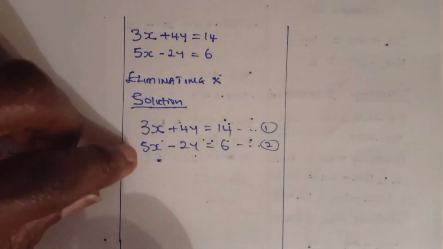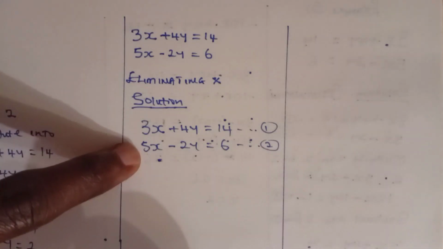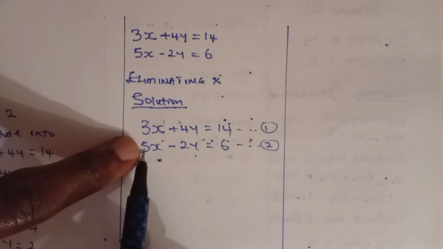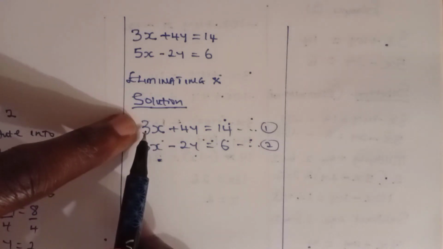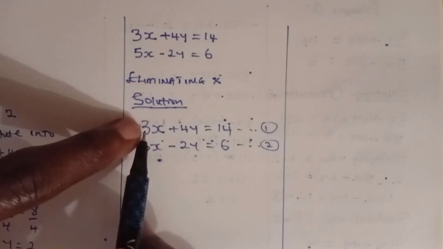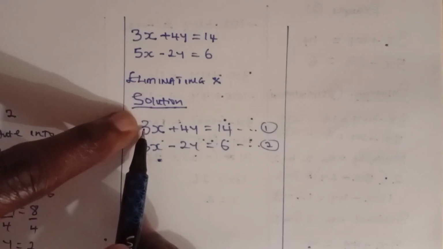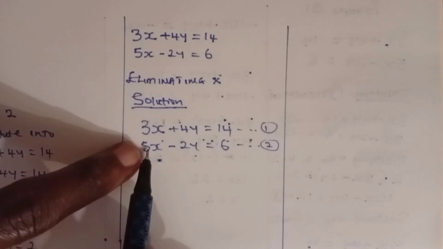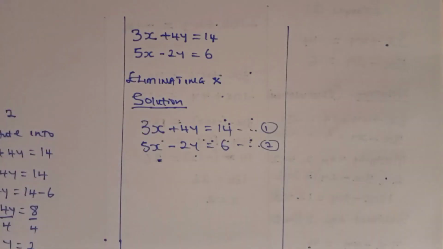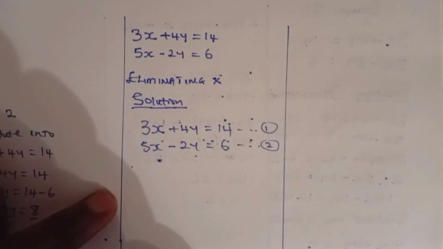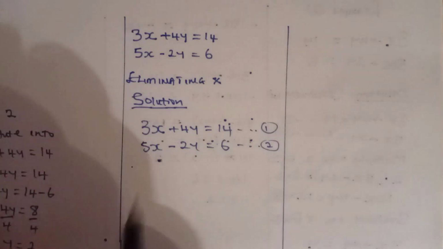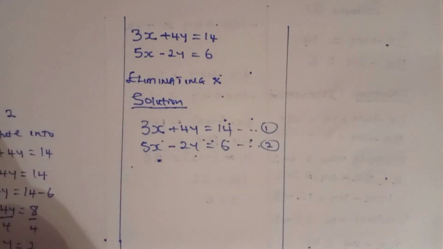Now, if you multiply one of the equations, let's say you multiply equation 1 by 5, you're going to have 15, but nothing happens here. You multiply equation 1 by 3, you're going to have 9, but nothing happens here. So this is a bit different from how we solved in the first video. So we are going to multiply, this time around, both equations so that we can balance it.